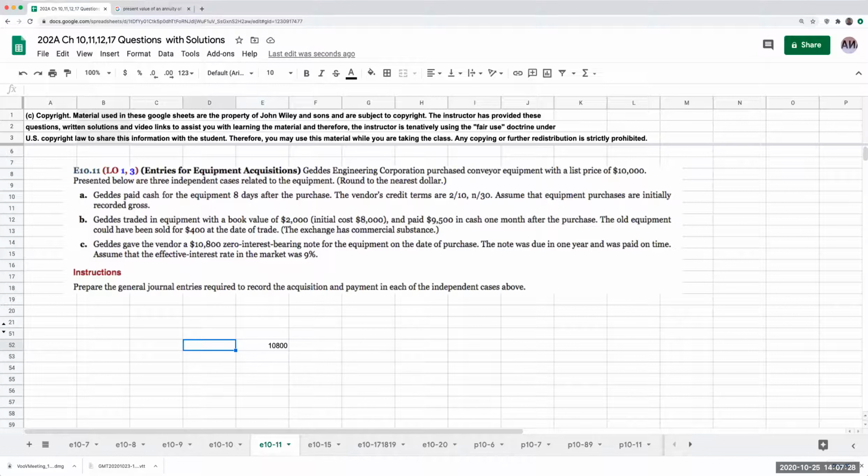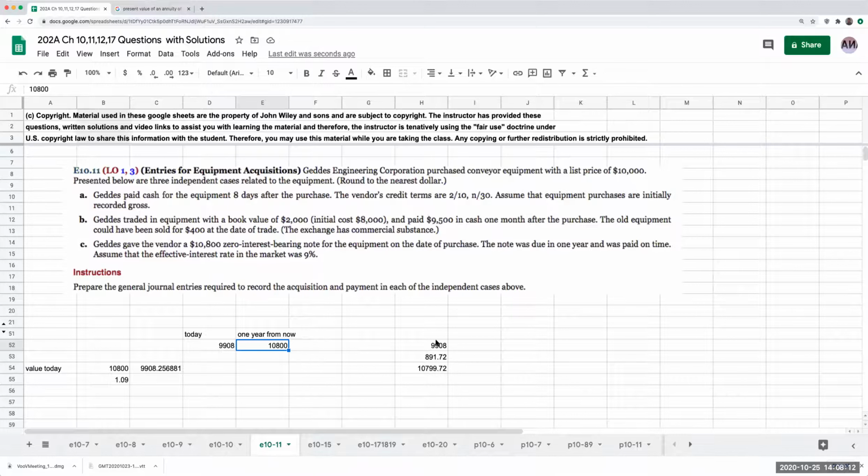So to figure out what this 10,800 is worth today, if I take 10,800, which is a year from now, and I divide this by 1.09, the value of this today is 9908. How do I know that that's correct? Well, if I take 9908 and multiply that by 9%, when I add these two together, it should give me the value 1 year from now.